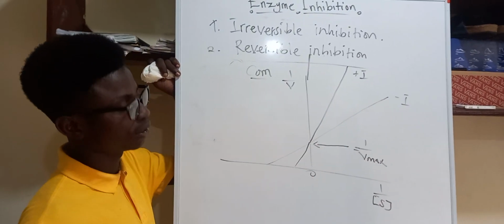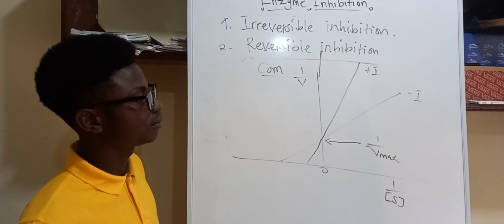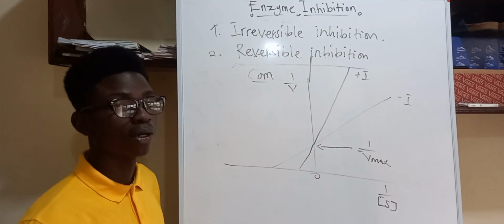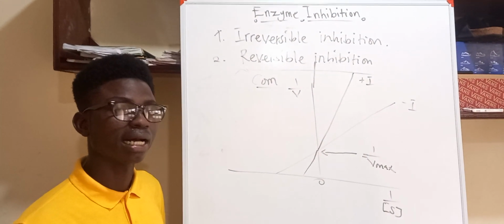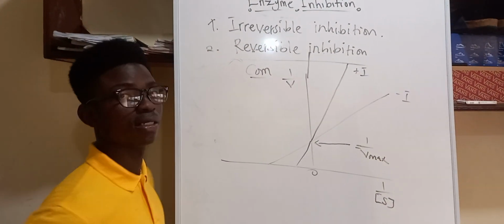This side is equal to 1 over Vmax. It means that the competitive and the case when there is no inhibitor both have the same 1 over Vmax. So in a question, they can ask you to find Vmax after plotting your graph, and you just take the inverse of this, and you get your Vmax.